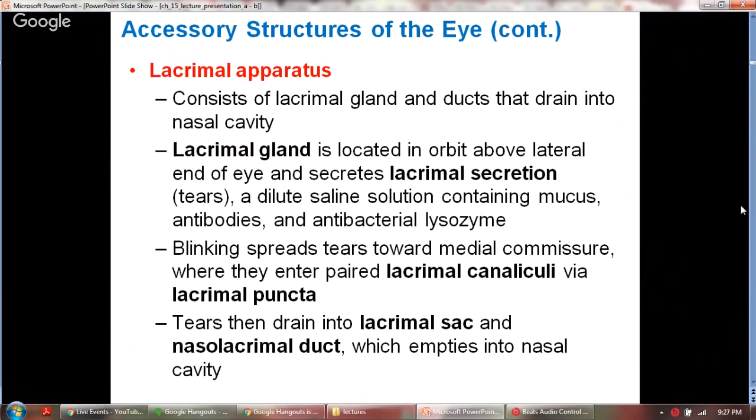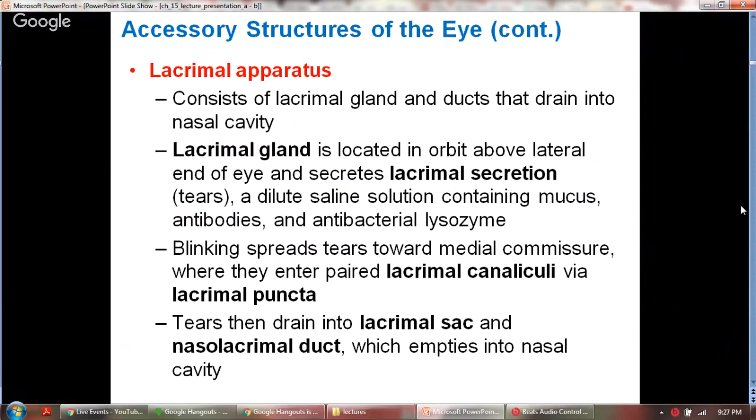Another accessory structure is the lacrimal apparatus. It consists of the lacrimal gland and ducts which drain into the nasal cavity. The lacrimal gland is located in the orbit above the lateral end of the eye, and it secretes lacrimal secretion. This secretion is a dilute saline solution containing mucus, antibodies, and antibacterial lysozymes.